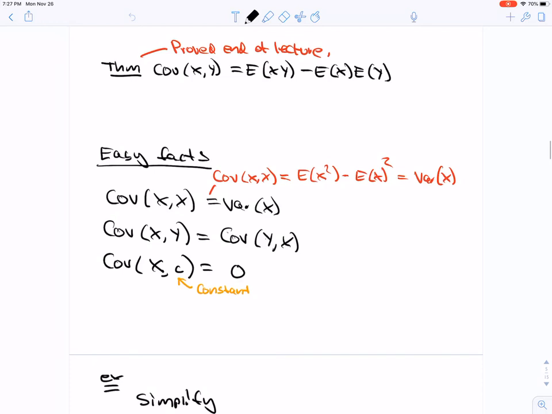It's easy to confirm that covariance is really just a generalization of variance when you have two random variables. In the case when X and Y are the same random variable, you just get the variance of X. The covariance of XY is the same as the covariance of YX; you can see that from the symmetry of X and Y in the theorem above. And the covariance of X and a constant is 0, which again follows very easily from the theorem above.